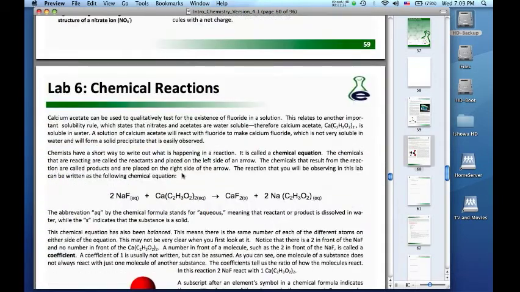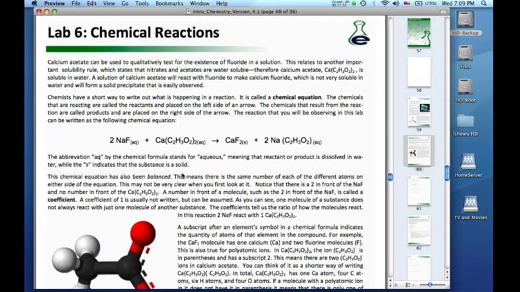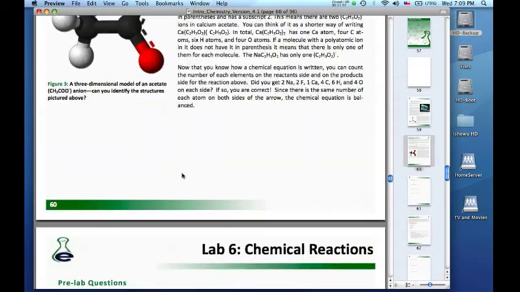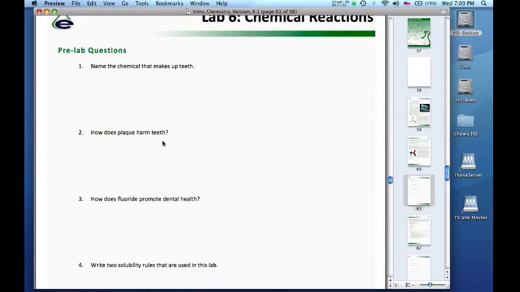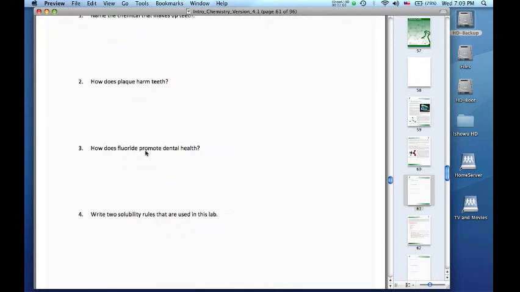Now what you're going to do is look at the precipitation reaction. And so we already had that. What is plaque? Plaque is the wastes. Bacteria eat things and they release wastes, and these can then dissolve your teeth. That's how you get cavities: the waste goes in and puts holes in your teeth.